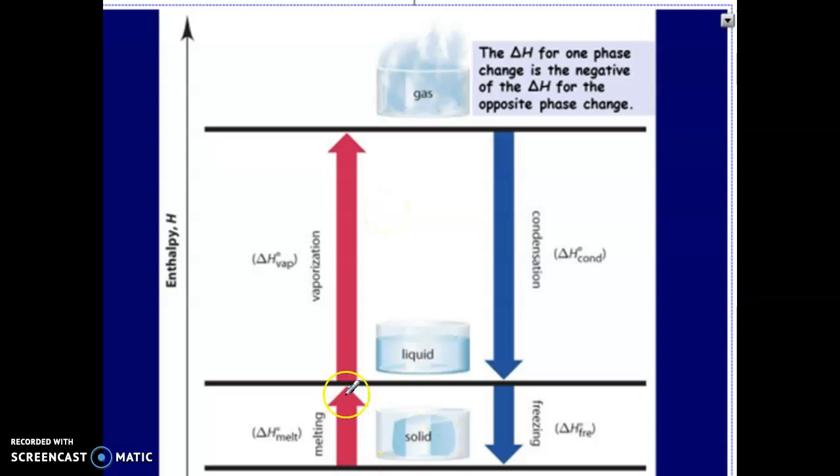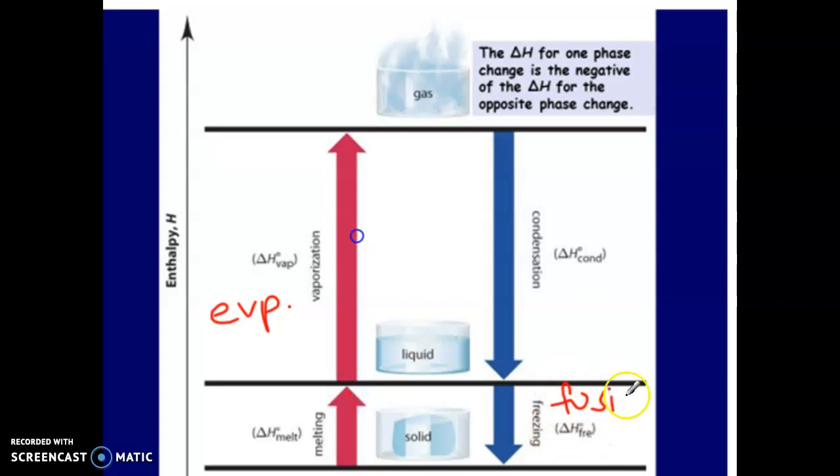When you're going from solid to liquid, this is enthalpy of melting. Liquid to gas, enthalpy of vaporization, or also evaporation, same thing. If you're going from gas to liquid, it's condensation, enthalpy of condensation. And if you are going from liquid to solid, it's enthalpy of freezing, or sometimes this is also referred to as enthalpy of fusion or solidification. Okay, same thing.